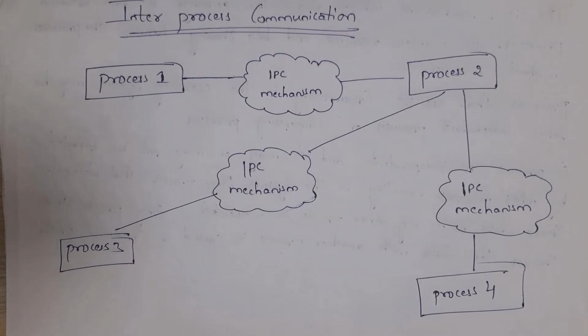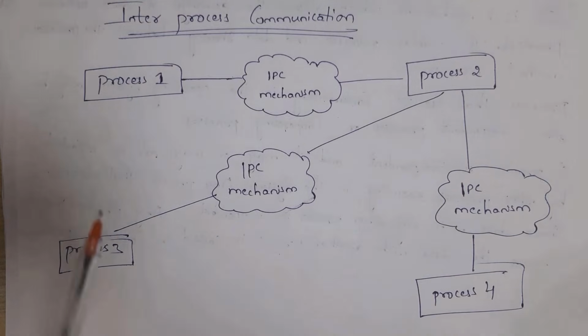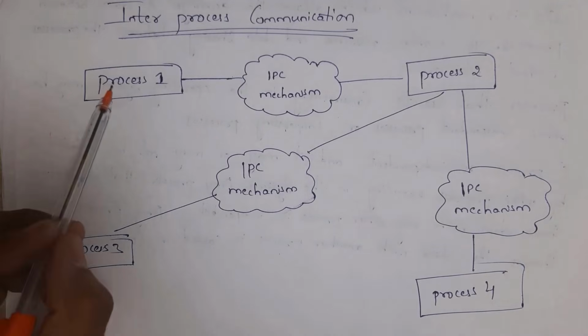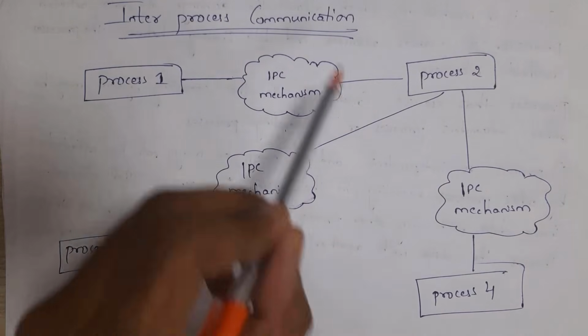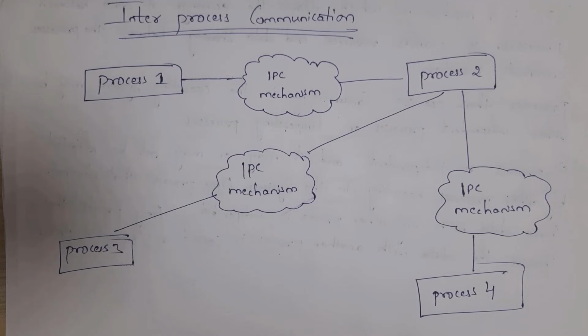This is the diagram of inter-process communication. By using the inter-process communication mechanism, we can establish communication between multiple processes. Now I am establishing communication between process 1 and process 2 by using the inter-process communication mechanism. Similarly, process 2 and process 3, and process 2 and process 4.